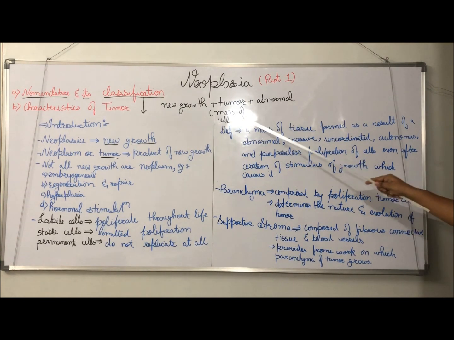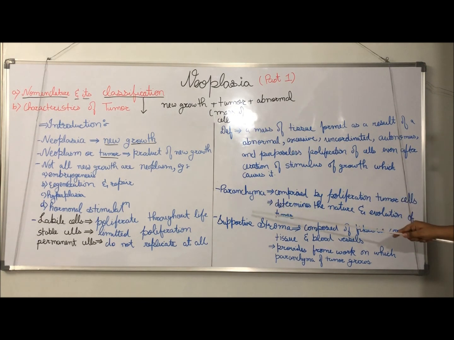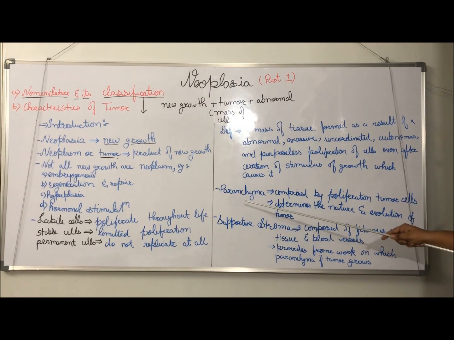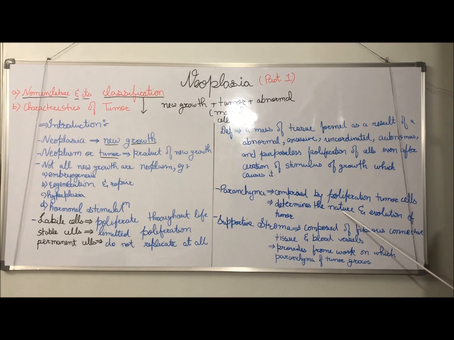Now the tumor, or this mass of cells, has two parts: parenchyma and supportive stroma. Parenchyma comprises the proliferating tumor cells. It determines the nature and evolution of the tumor. And the supportive stroma is composed of fibrous connective tissue and blood vessels. It provides a framework on which the parenchyma of the tumor grows.